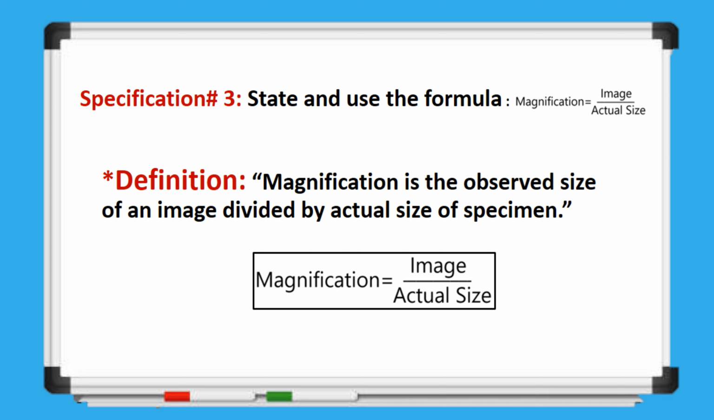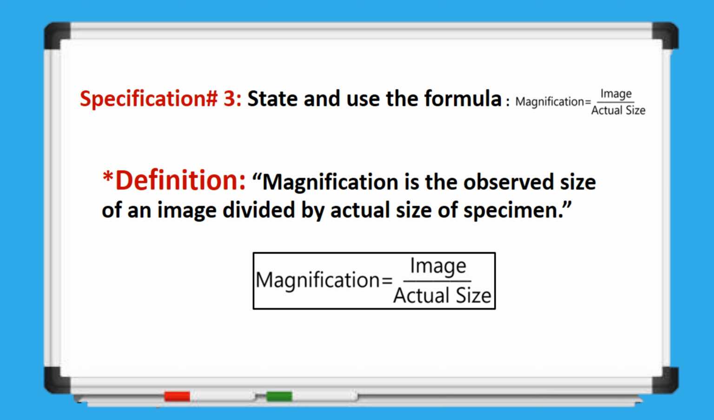Moving on to specification number 3, which states: state and apply the formula, magnification equals image size divided by the actual size. Understanding this concept is crucial in fields like microscopy, where magnification is used to reveal finer details of small objects or specimens. The key concept of magnification to remember is that it describes the size of an image in comparison to the actual size of the specimen, essentially showing how much larger the image appears relative to the specimen's true dimensions.